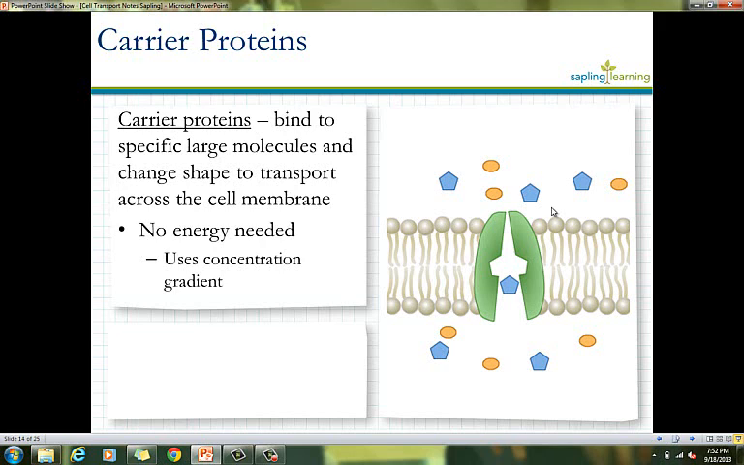So examples of molecules that are transported through carrier proteins are glucose and amino acids. So this is that sugar and that amino acid protein that we talked about when we talked about biomolecules. That's how these get into the cells, through these carrier proteins.